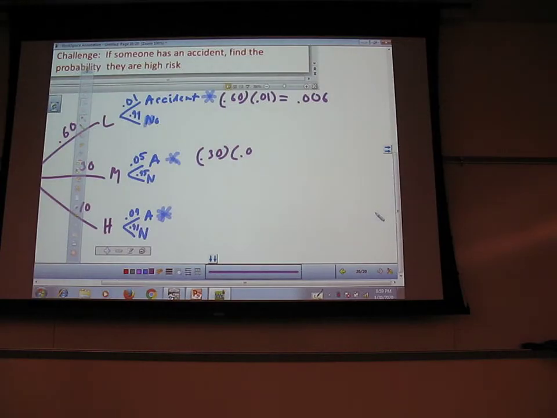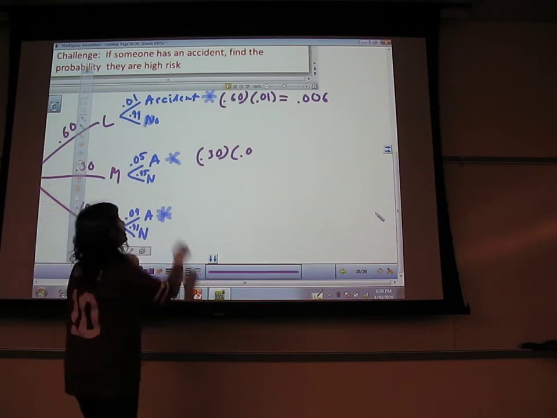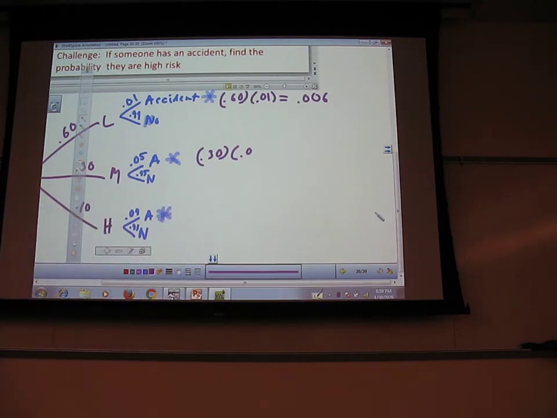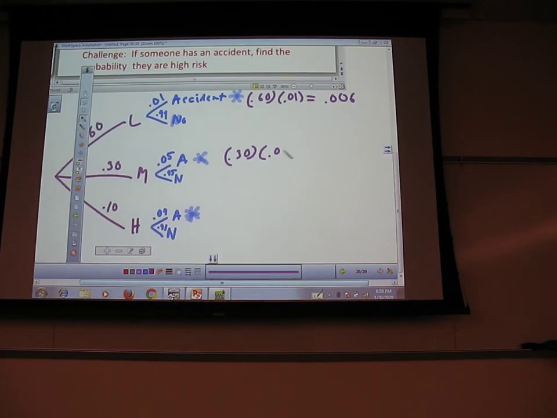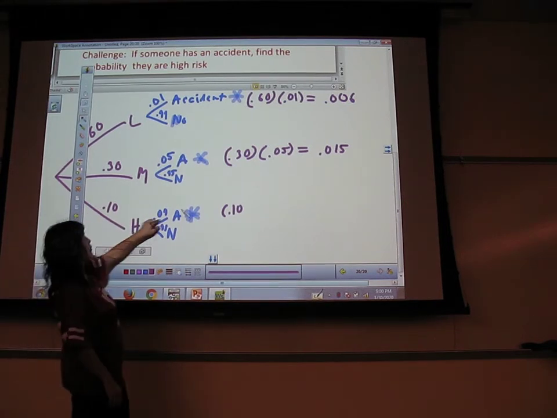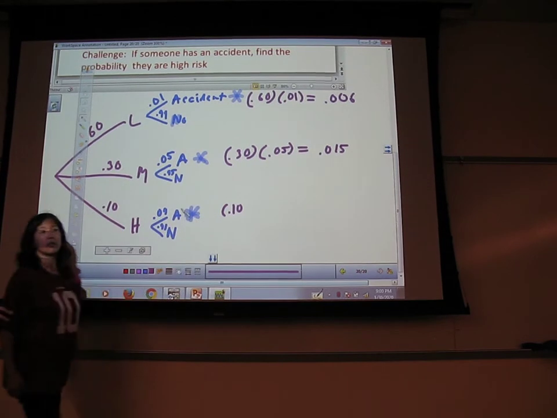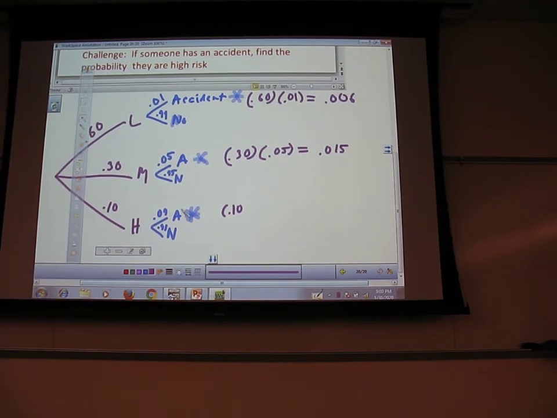Okay, so the first one is 0.60 times 0.01, 0.006. Next one is medium risk and accident, so 0.30 times 0.05, so 0.015. And this one here is 0.10. Again, remember, to find the end, you just multiply along the tree. So if I want to know here, I just multiply along the pathway to get this. So then we have these two, 0.009. Here's the deal.